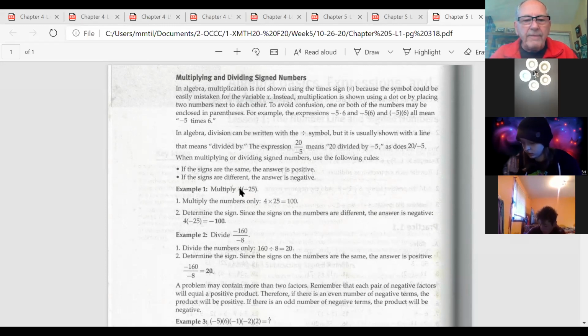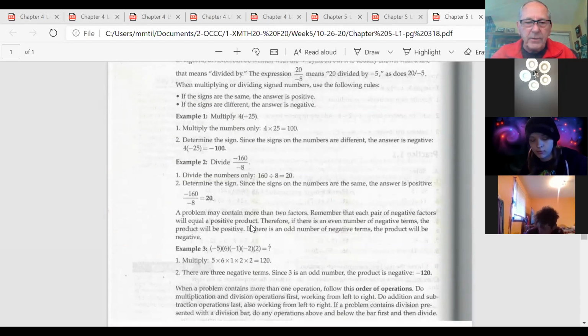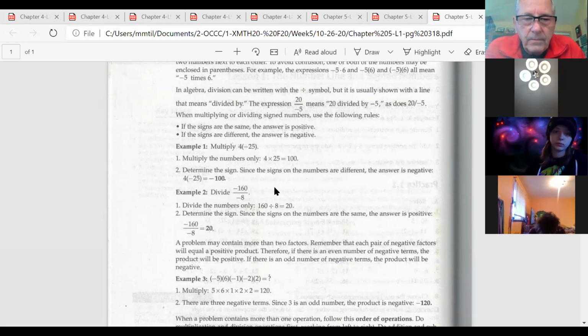So some examples: multiply 4 plus 4 times negative 25. Don't worry, you're going to multiply the numbers together, and then the sign is going to be, since you have a positive and negative, a negative, right? Does that make sense? Okay, we'll have the practice on the next page, but what about dividing 160 by negative 8? What's the sign going to end up being? The result? Positive. It's going to be positive, right? Because you have 2 negatives, okay?